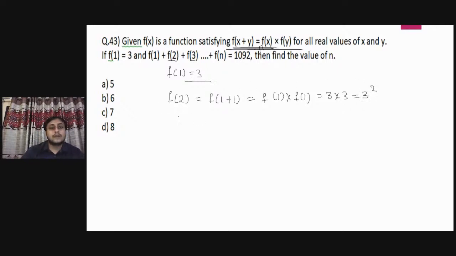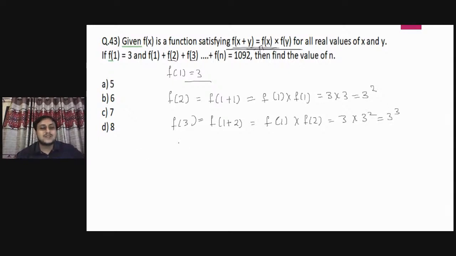So solve for f(3). We can write f(3) as f(1 plus 2), because we know f(2) and we know f(1). Apply the function f(x plus y) equals f(x) into f(y). It becomes f(1) into f(2), right? And we know that f(1) is 3 and f(2) is 3 square. It becomes 3 cube. Now a bell should ring in your mind. Now we can solve this one.